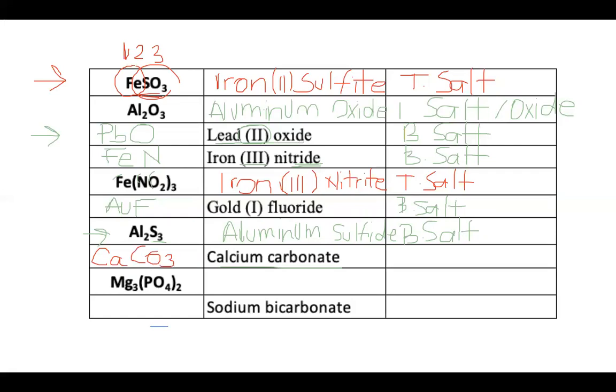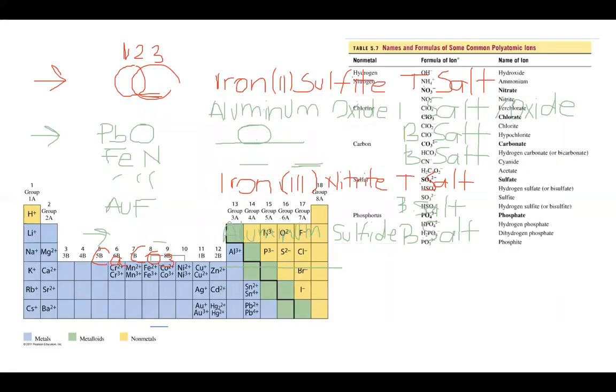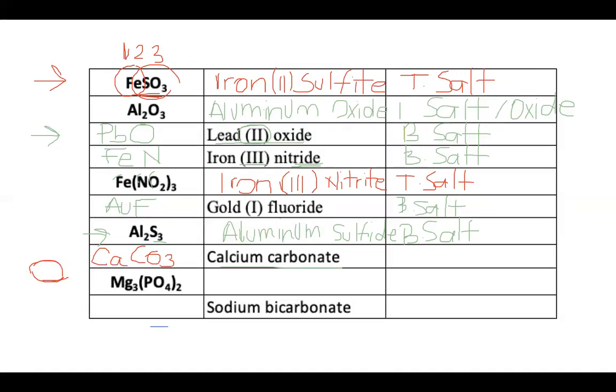And the next thing that I have to look for is the charges, okay? Calcium is located in group 2, so it has a charge of +2. Carbonate has a charge of -2, so it's already balanced, okay? So we leave it like that. Since we have 3 different elements, this will be a tertiary salt, okay?